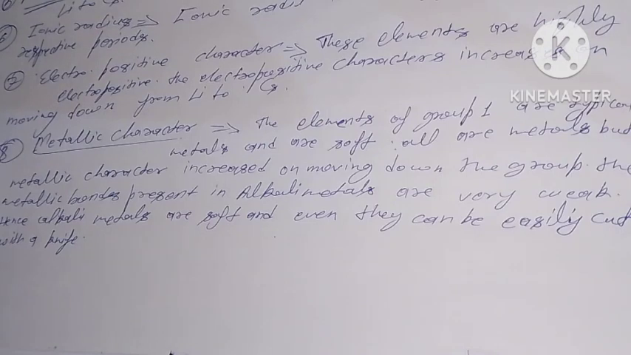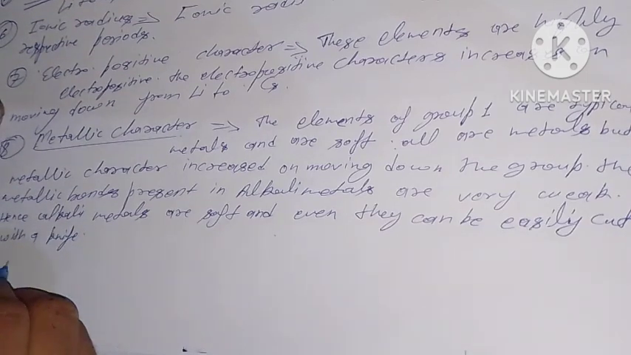Metallic characters: elements of group first are typical metals and are soft. All are metals, but metallic character increases on moving down the group. The metallic bonds present in alkali metals are very weak. Hence alkali metals are soft and they can be easily cut with a knife.